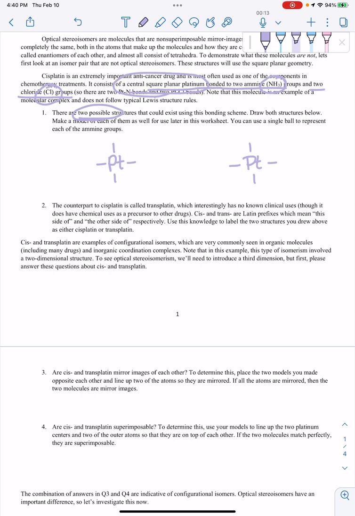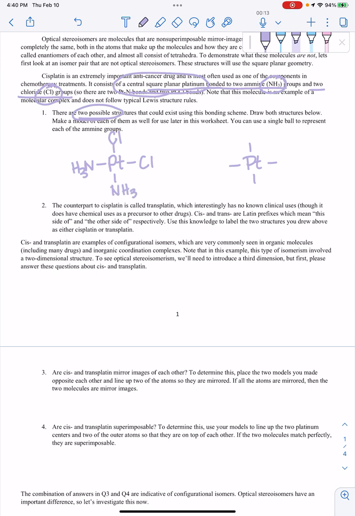And so one possible way to attach those to the platinum center is with the chlorine atoms adjacent to each other or next to each other. And that also puts the NH3 groups next to each other.